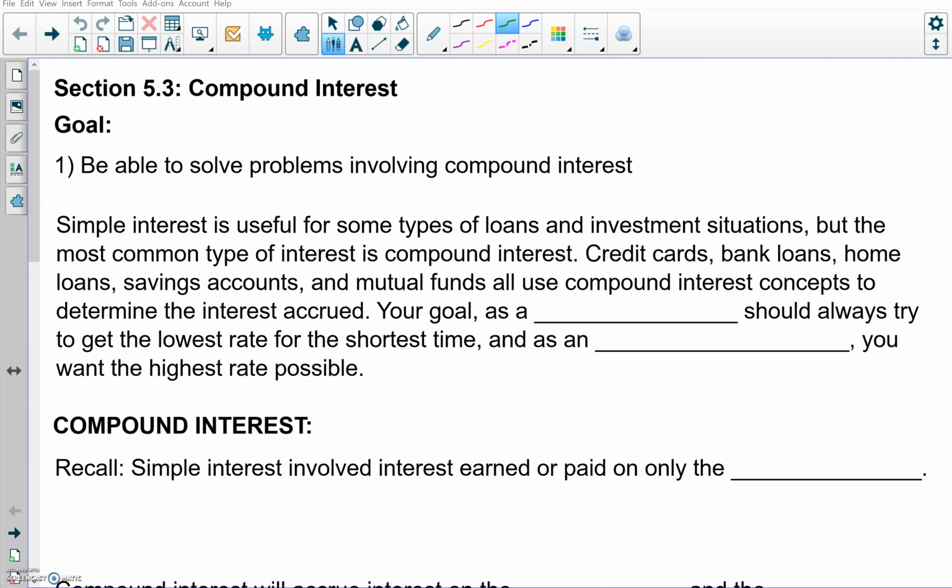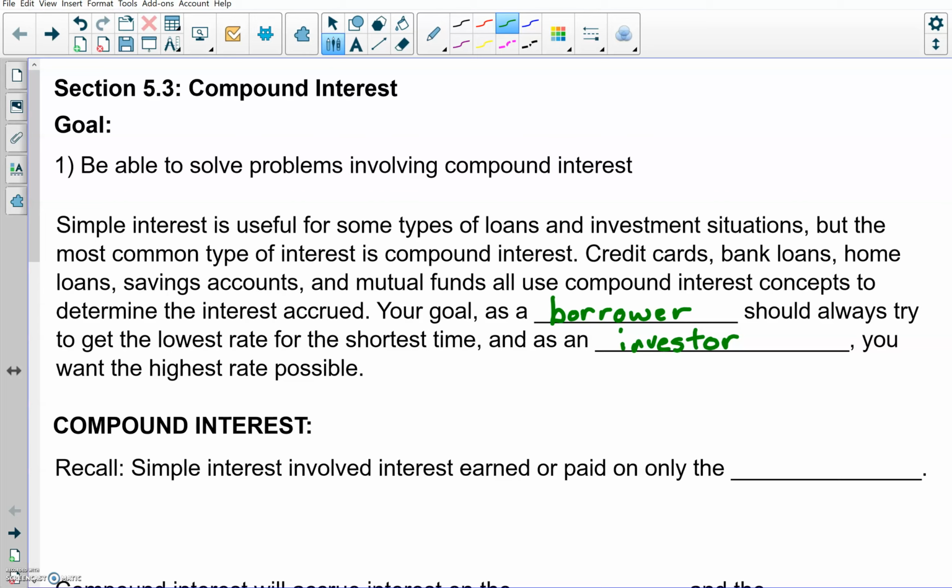So your goal as a borrower should always be to try to get the lowest rate for the shortest time. And as an investor, you want the highest rate possible. That's what you're looking for.